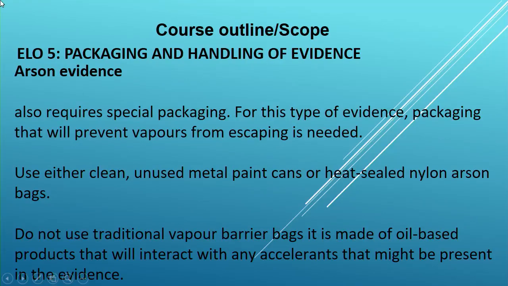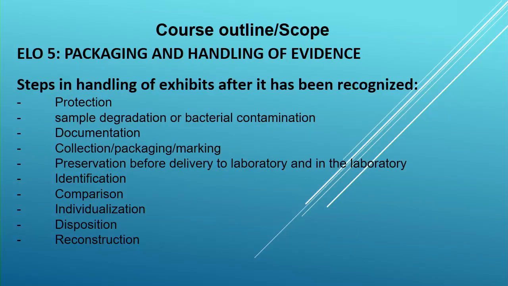Arson cases. Arson evidence also requires special packaging. For this type of evidence, packaging that will prevent vapors from escaping is needed. Use either clean, unused metal paint cans or heat-sealed nylon arson bags. Do not use traditional paper barrier bags, because they are made of oil-based products that will interact with any accelerants that might be present in the evidence.